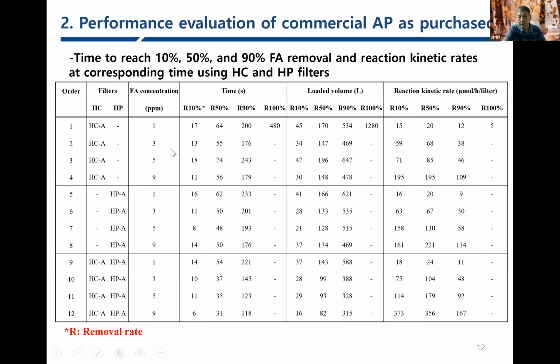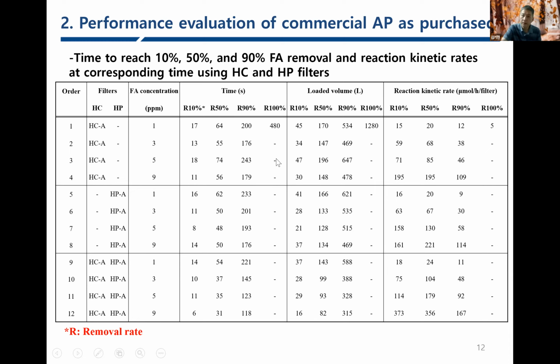However, for 3 ppm, 5 ppm, 9 ppm, we could not see 100% removal. It only went up to 90% or something like that. So it implies that at higher concentration, the performance drops in terms of time or volume, but not too significantly. But at the lowest concentration, we could see 100% removal. So the system works more efficiently at lower concentration.